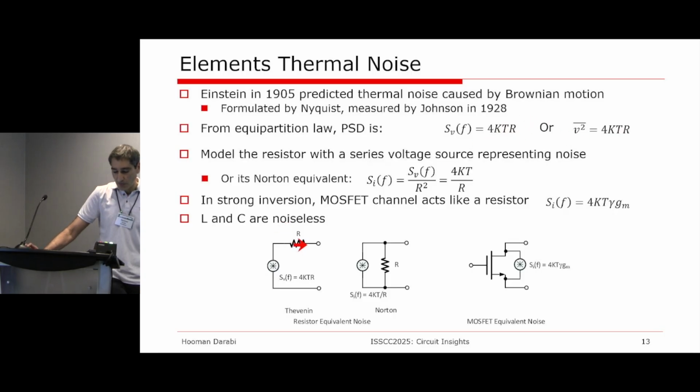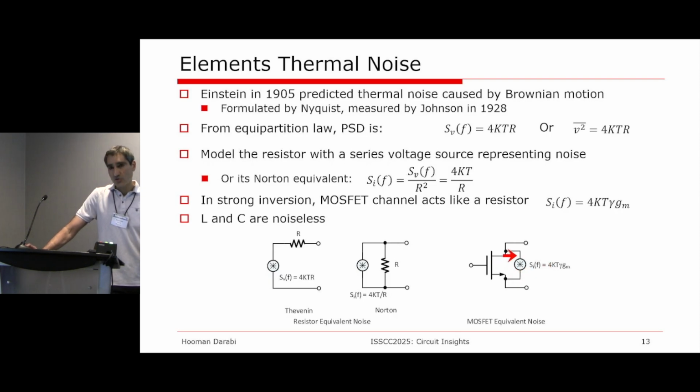So for that, you can model the resistor as an ideal resistor along with a voltage source whose spectral density is given by this. Now if you look at the open terminal voltage, you're going to see the impact of noise here. You can also use the Norton equivalent. And similarly for a MOSFET transistor in inversion, the channel consists of electrons which also gain energy, and they fluctuate in a random fashion.